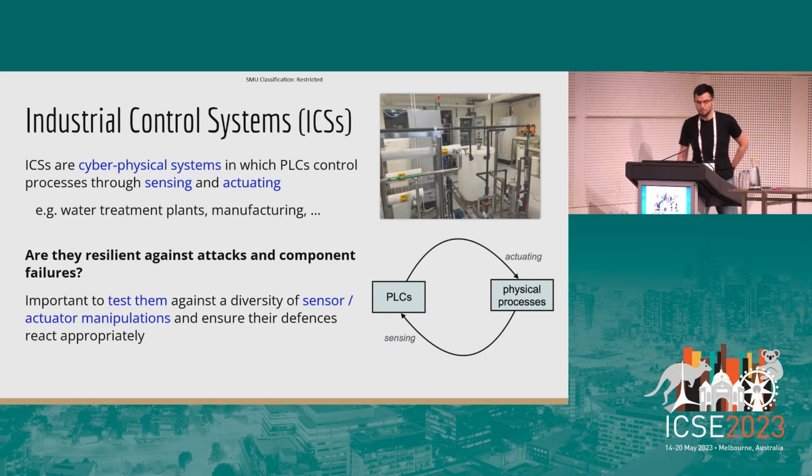So the question I care about is really this one here. Are they resilient against attacks and component failures? So for example, a sensor no longer reporting the correct value, are its defense mechanisms, its anomaly detectors, etc., able to do the appropriate thing when this happens? And so it's important to test them against the diversity of sensor and actuator manipulations to make sure that this is the case. So there are some fuzzers that generate tests of this nature using the SCADA system of these ICSs already.